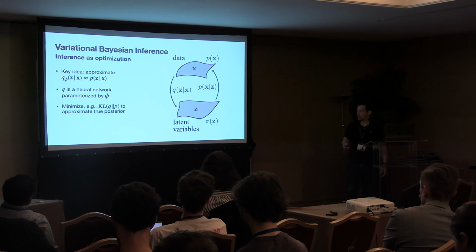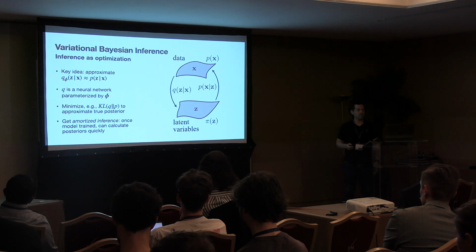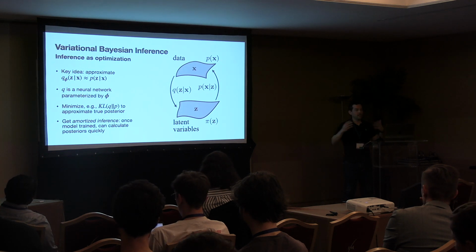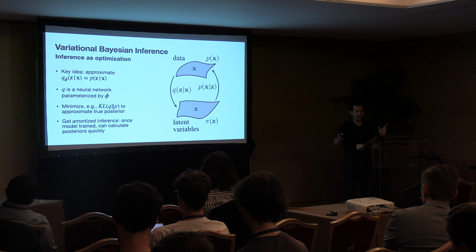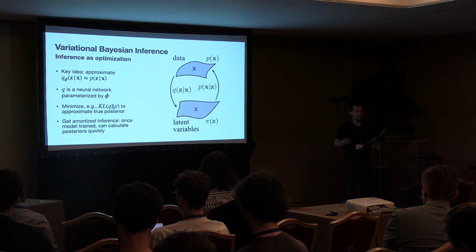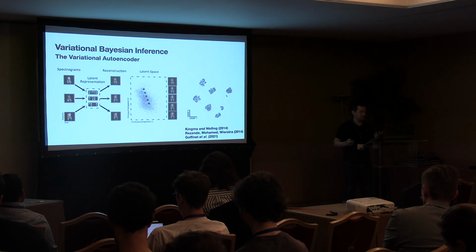So this is the setup. This has been around for a long time. Sorry, I'm blowing through this. And one of the benefits of this is you get what's called amortized inference. That is, you train your model. Maybe that takes you a while, a couple of hours, a couple of days. But then you can calculate the posterior in order one time. So this is the setup. We're going to do inference as optimization.